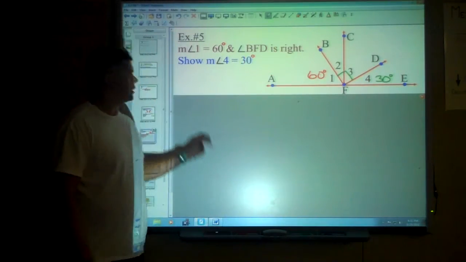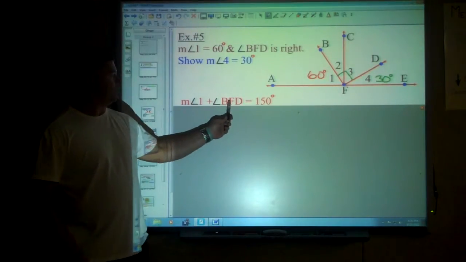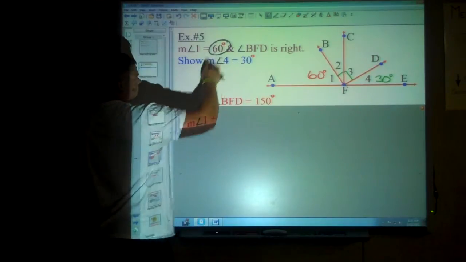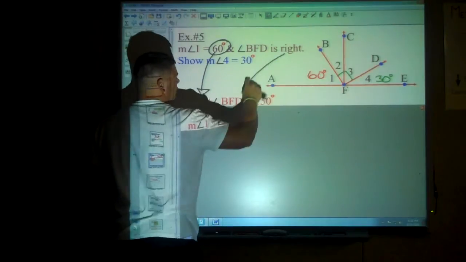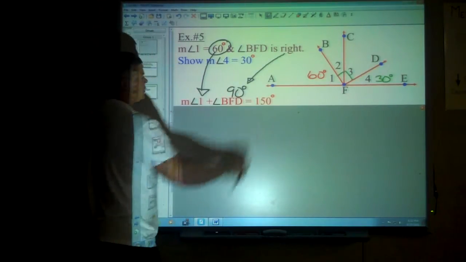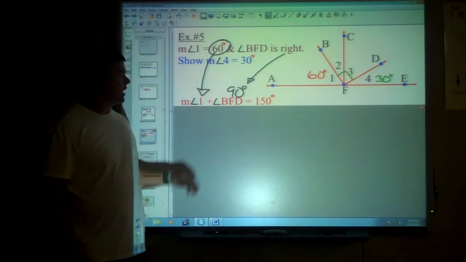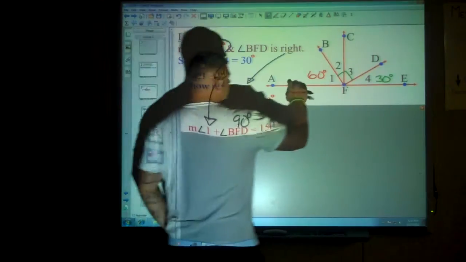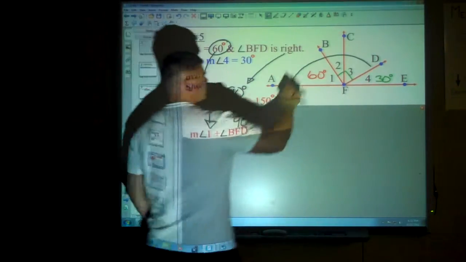So one thing we could do is we could say, well, we know that if you take angle 1 and you add it to BFD, you're going to get 150 degrees. And I know that because that's 60, and the fact that this is a right angle means that's 90. So by substitution, 60 plus 90 makes 150. So we're just taking the given information and we would substitute it. So we know that from here to here is 150 degrees.